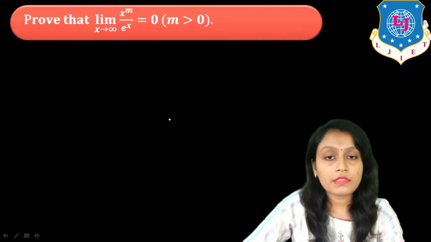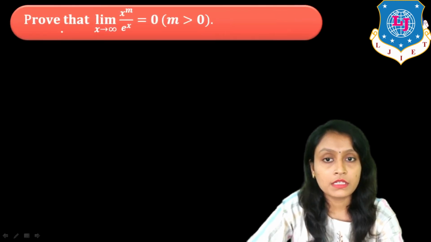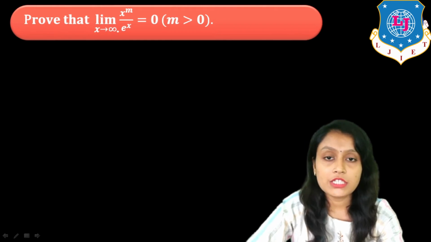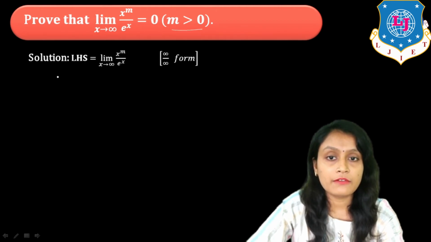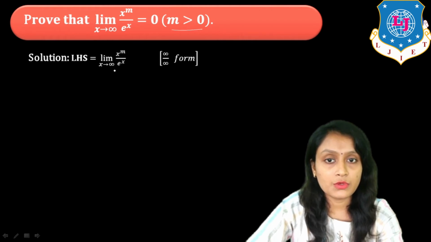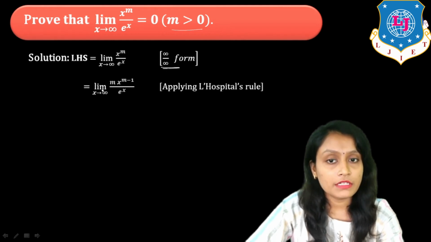Now let's move to another example. Prove that limit x tends to infinity of x raised to m upon e raised to x is equal to 0, and here m is greater than 0. Let's begin with the solution. LHS is given, that is limit x tends to infinity of x raised to m upon e raised to x. If you substitute x tends to infinity, you will get the form infinity by infinity. So we will apply L'Hopital's rule.